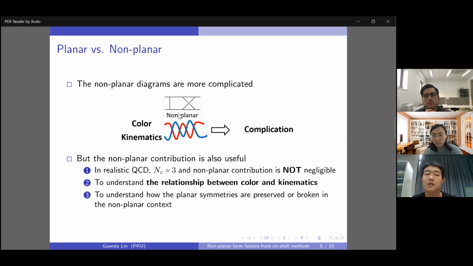But the non-planar case is more complicated. The color and kinematics parts are coupled. But the non-planar contribution is also useful, because in real-life QCD, Nc is 3, so the non-planar contribution is not small. And to understand the relationship between color and kinematics, and to understand how the planar symmetries are preserved or broken in the non-planar context, we really need the non-planar contribution.